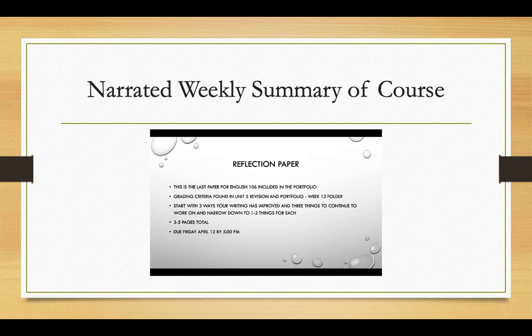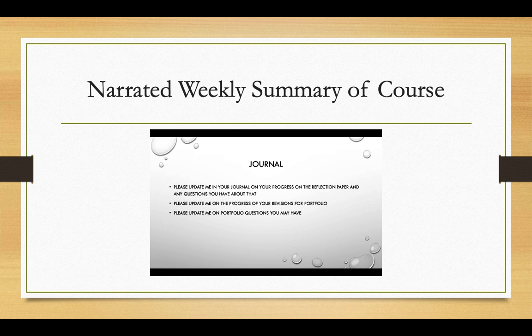If you look at the grading criteria, everything's all spelled out there for you and exactly what to include. It should be 3 to 5 pages total. No documentation required. This is truly just a reflection. And it's due by Friday, April 12th at 5 o'clock. So it gives you a week to kind of work on all that. In the meantime, you have a journal due this Friday, which would be April 5th. And please update me on all the progress in your reflection paper, any questions you might have about that.